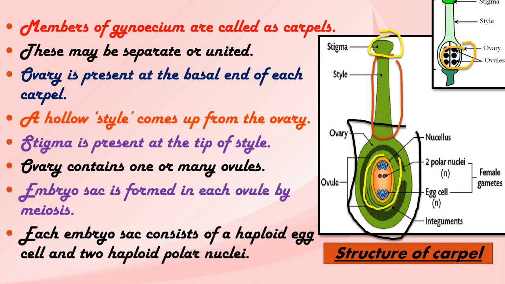The embryo sac consists of a haploid egg cell and two polar nuclei. The polar nuclei are the nuclei which further fuse with the male cell for the fertilization process.